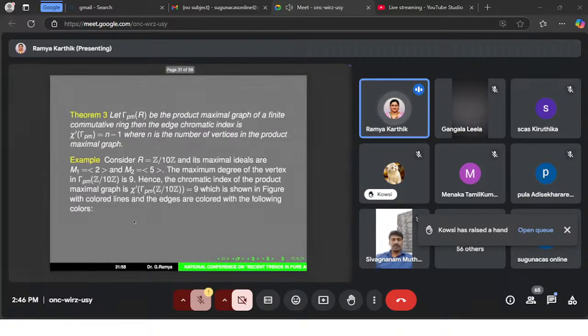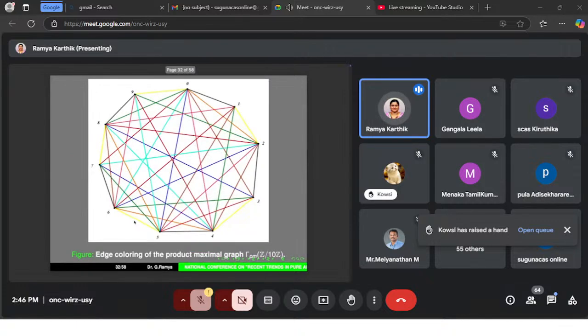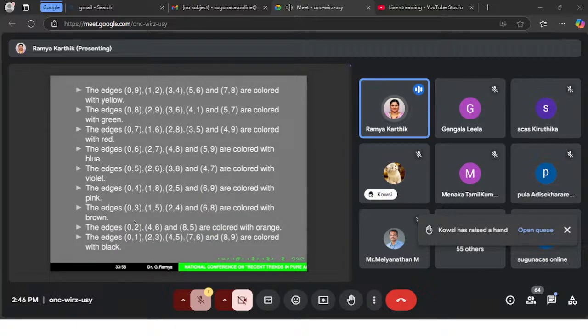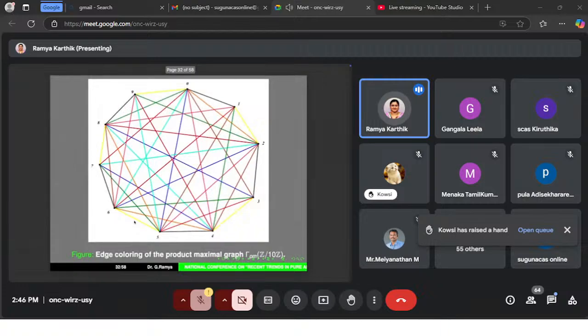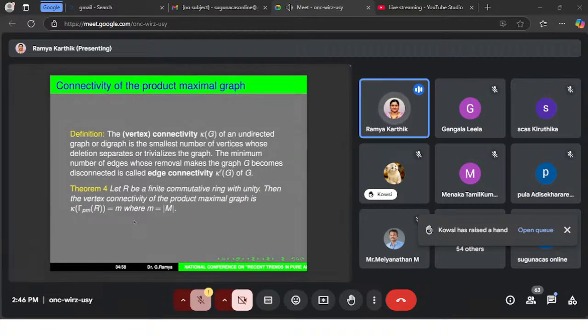And the next one, chromatic index. So chromatic index is nothing but coloring the edges under certain conditions. The chromatic index of the product maximal graph is n minus 1. This means that you have to properly color the edges. So I gave one example for chromatic index. This is the example for chromatic index. I mentioned here how many edges are colored with the same color. I mentioned it clearly here.